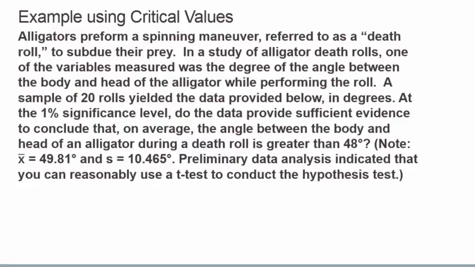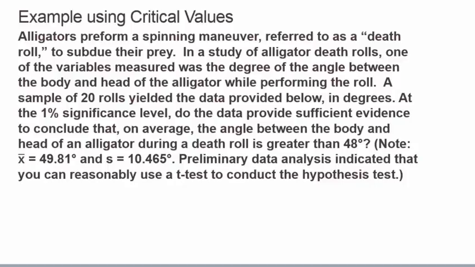Example using critical values. Alligators perform a spinning maneuver referred to as a death roll to subdue their prey. In a study of alligator death rolls, one of the variables measured was the degree of the angle between the body and the head of the alligator while performing the roll. A sample of 20 rolls yielded the data provided below in degrees.